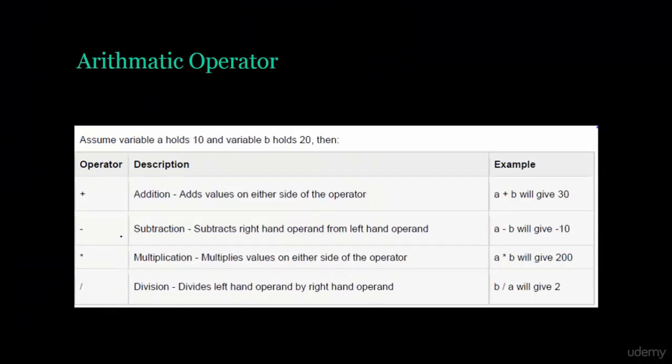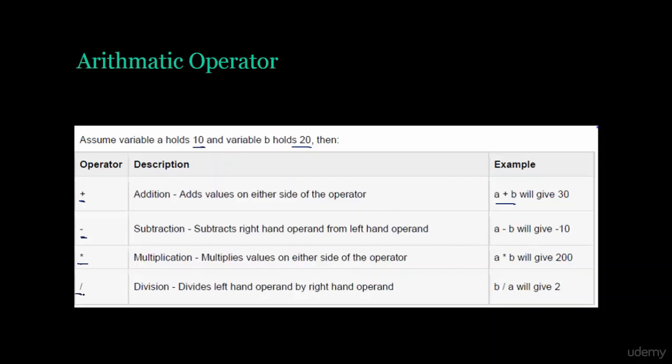Here, let's see the arithmetic operators. First, the addition. This will add a value to another value, like if A holds 10 and B holds 20. If we add A to B, this will give us 30. Subtraction will subtract the right hand operand from the left hand operand. The multiplication will multiply the values of the two sides, like A multiplied by B.